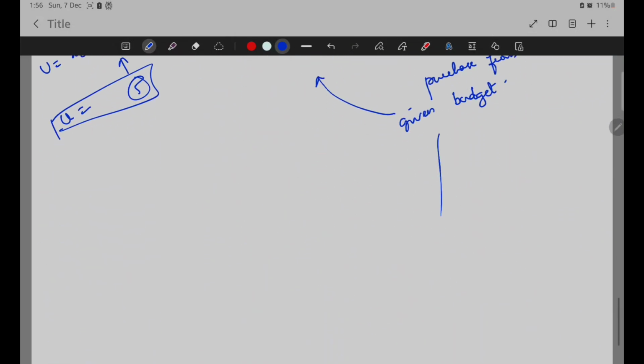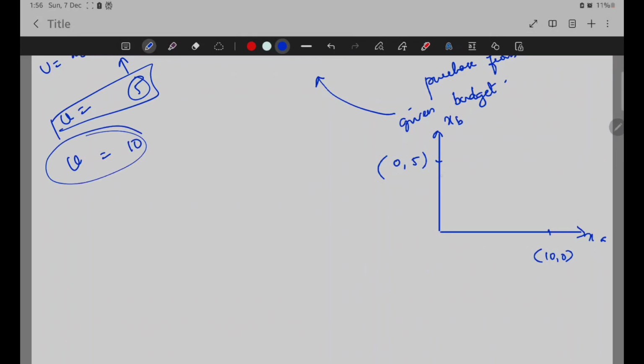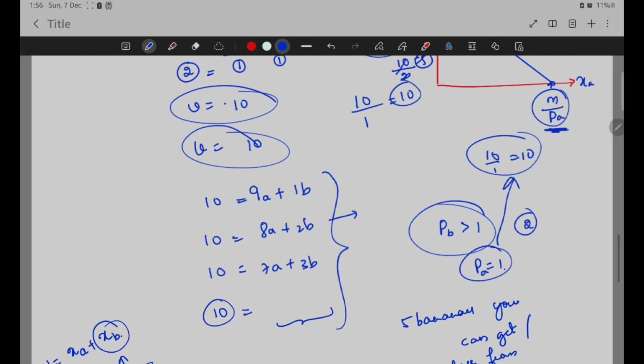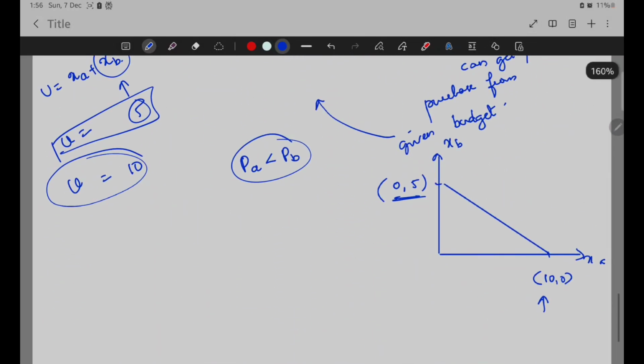So in the budget constraint we can draw like this: the xy plane, xb and xa. Here this is 5, right? That's 0 comma 5, and here what is this? 10 comma 0. So with apples your utility is 10. So what are you going to prefer here? You are going to prefer apple over banana because the price of apple is less than the price of banana. Okay, this is the basic stuff.